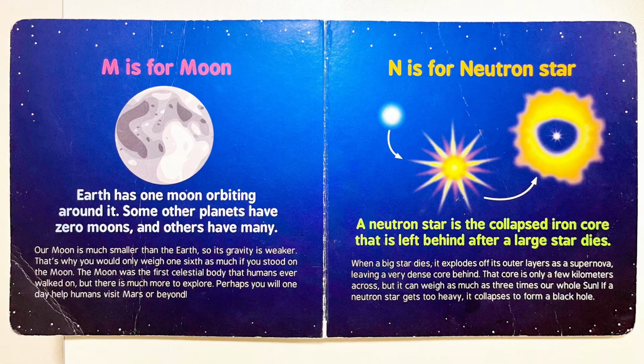M is for moon. Earth has 1 moon orbiting around it. Some other planets have 0 moons and others have many. N is for neutron star. A neutron star is a collapsed iron core that is left behind after a large star dies.